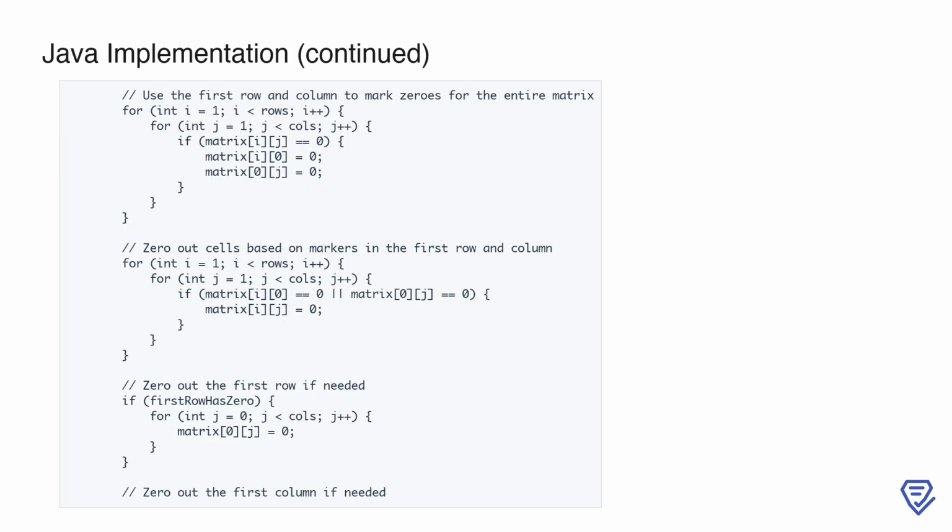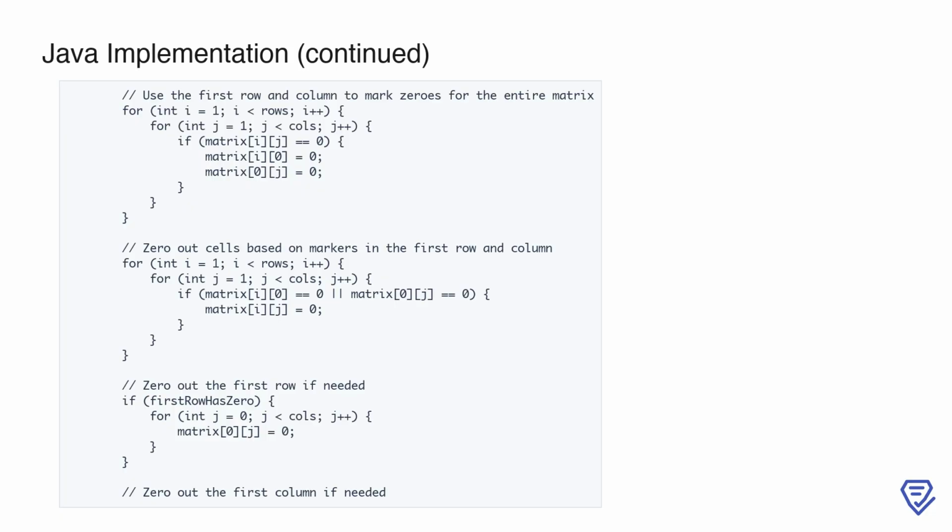Starting from the second row and second column, we iterate over the matrix. Whenever we encounter a zero in the matrix, we set the corresponding cell in the first row and the first column to 0. This marks the entire row and column for future processing.